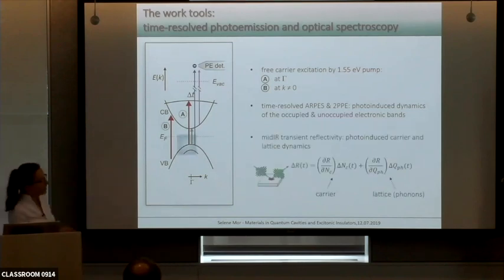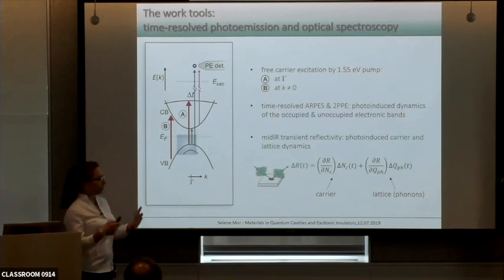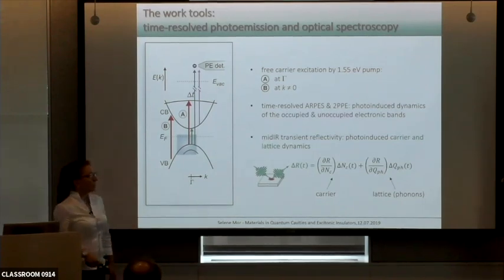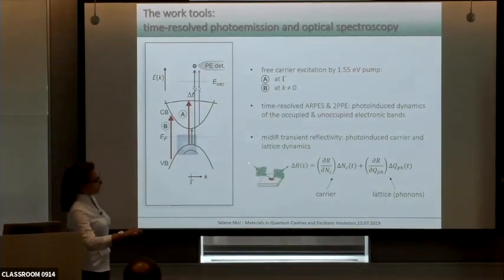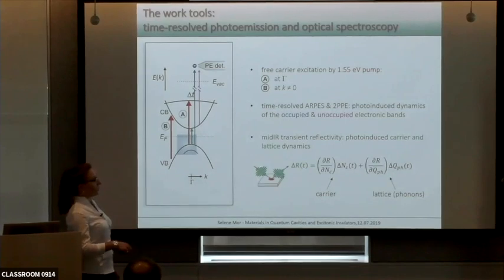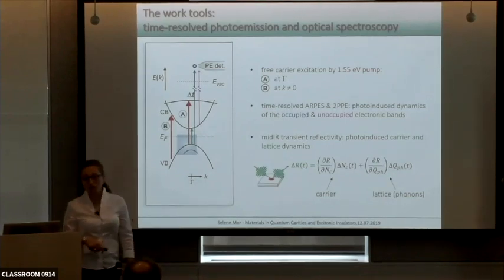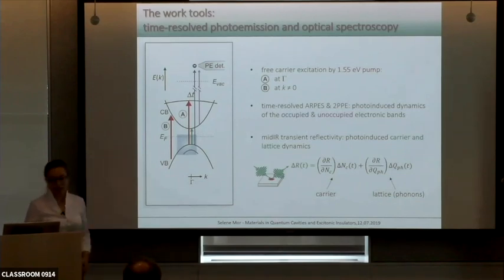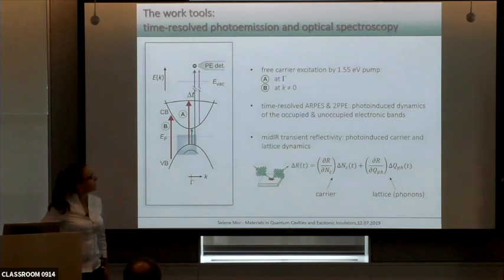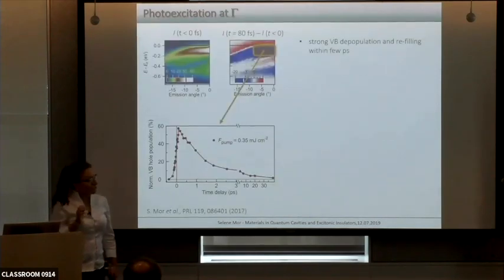In the second study, we wanted to be simultaneously sensitive to the carrier and lattice dynamics, and we did this with transient reflectivity measurements. And in this case, different from previous work shown today, we probe the reflectivity at wavelengths resonant to the electronic band gap, so at 4 microns, while still exciting the system at much larger excitation energies.